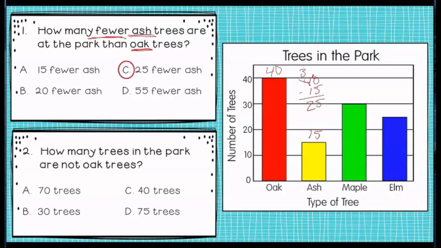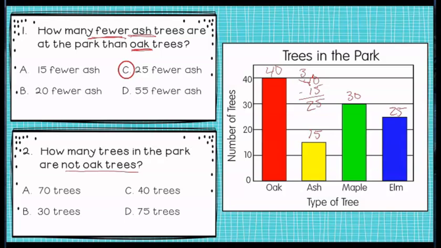Question number 2 says, how many trees in the park are not oak trees? Oh, not oak trees. So we're looking for any tree that's not an oak. So essentially we are going to add up all the trees that are not oak trees. So we've got ash at 15. We've got maple. I read this graph and it says 30. I look at elm, and elm says 25. So we're going to add up all these numbers.